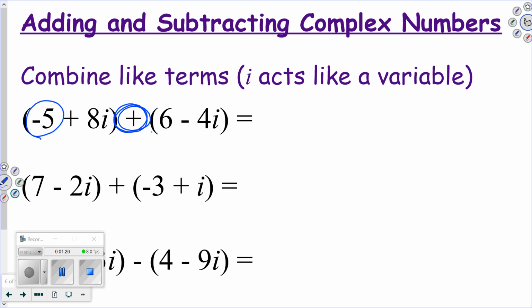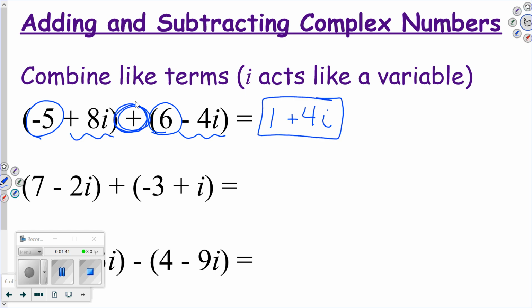So I have like terms. What is negative 5 plus 6? And what is 8i minus 4i? Just 4? 4i. Hey, look at that. I'm done. Wasn't that hard? That's really it.